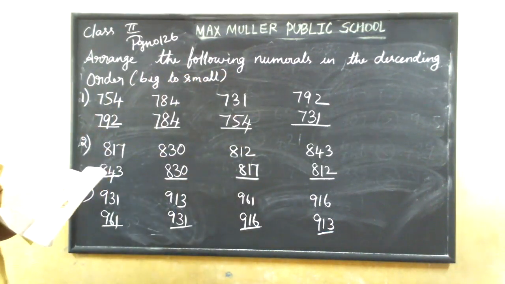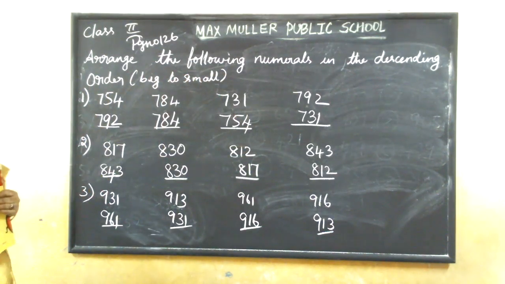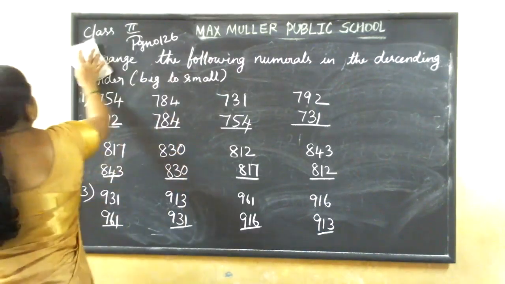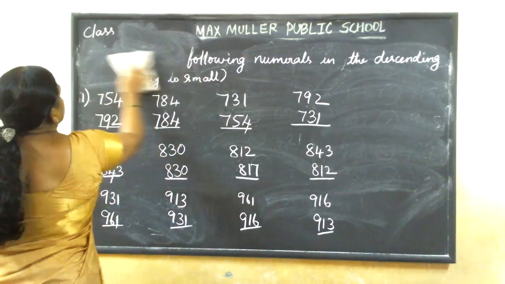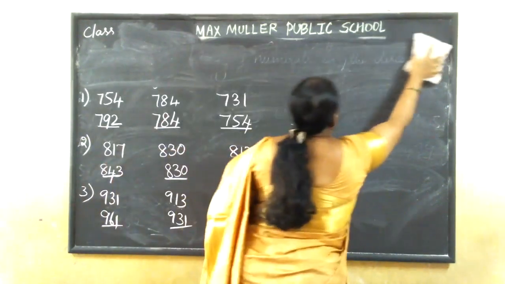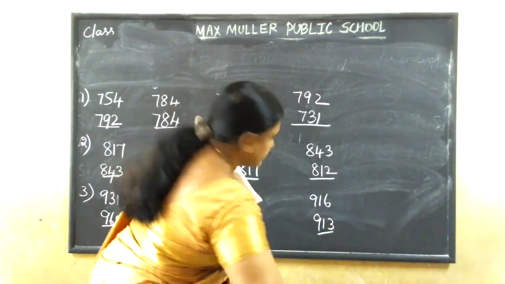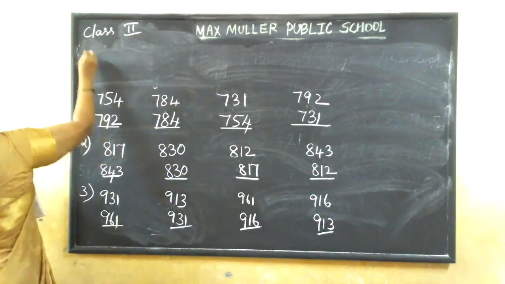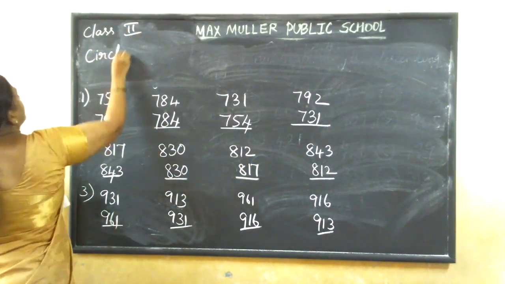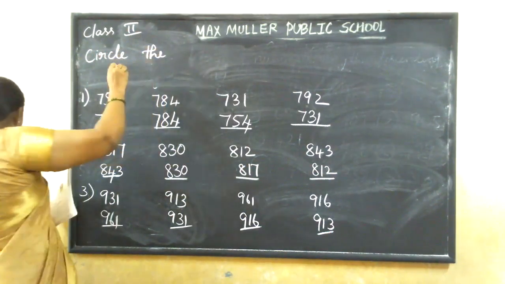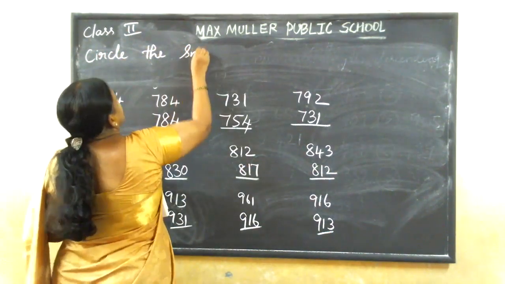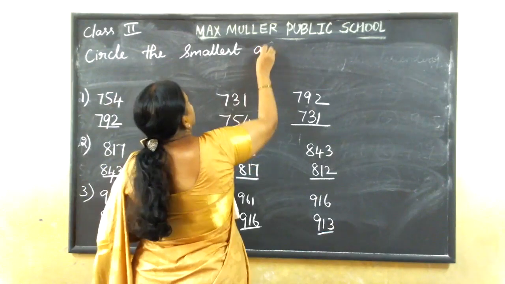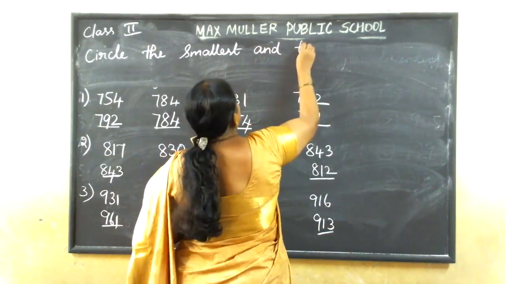Now we will go to: circle the smallest and pick the biggest number. Finish it neatly. We'll go to the next one. Circle the smallest and pick the biggest number.